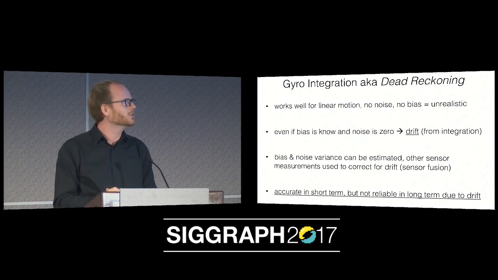If we only use a gyro to track the angle, that's also known as dead reckoning. It works very well for linear motion if there's no noise and no bias in the system, but these are unrealistic conditions.